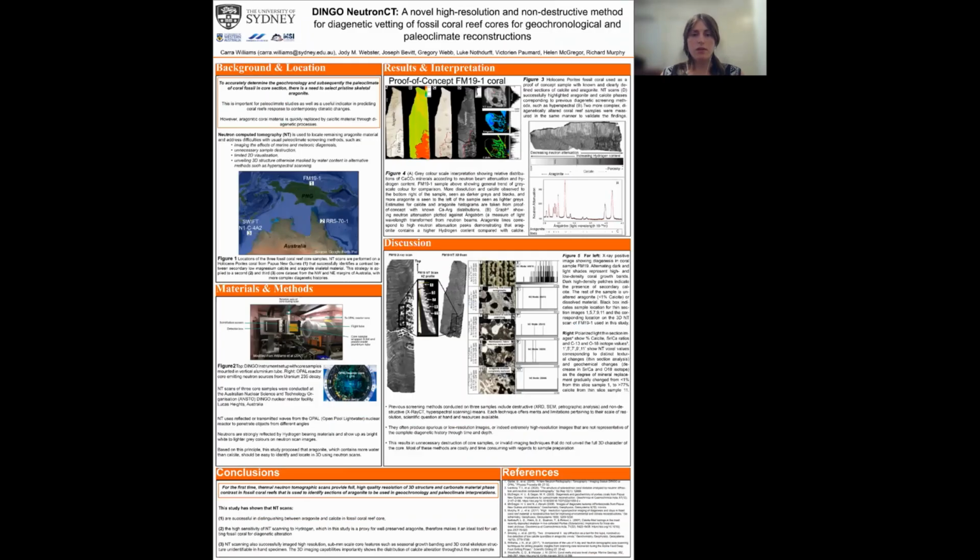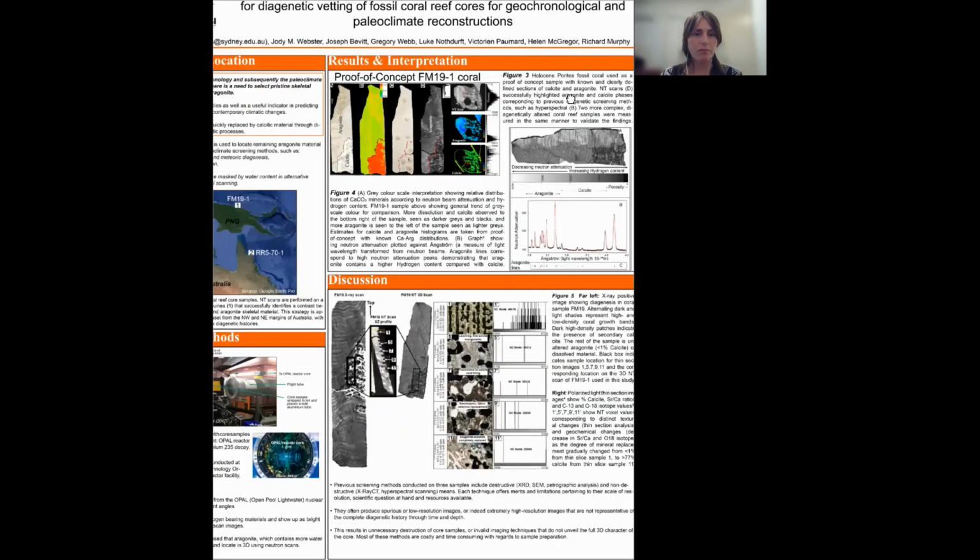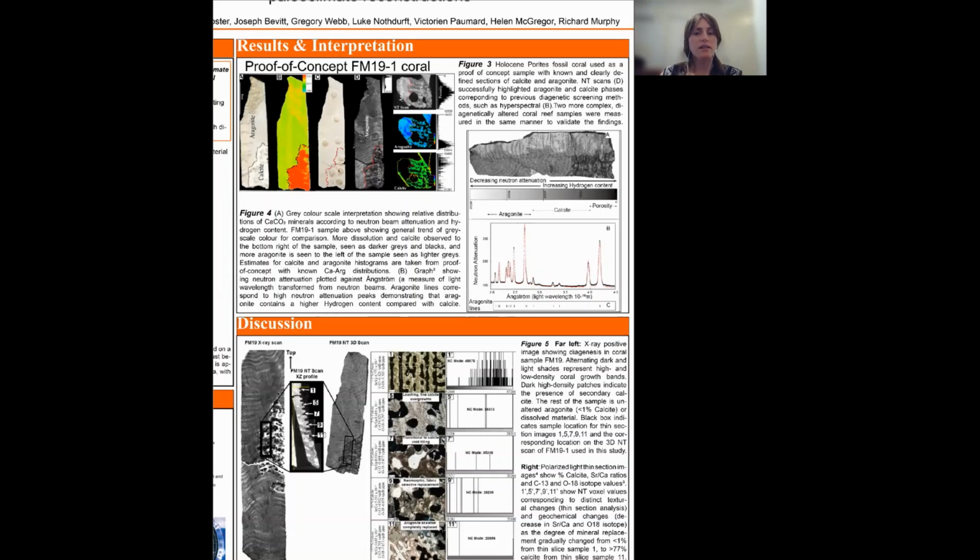So moving on to the results. A Holocene Porites fossil coral was used as a proof of concept sample in this study because it had known and clearly defined sections of aragonite and calcite that you can see here. And these had also been previously screened using other diagenetic screening methods.